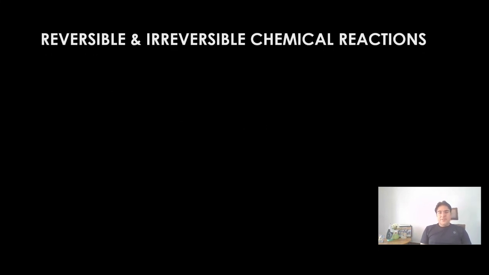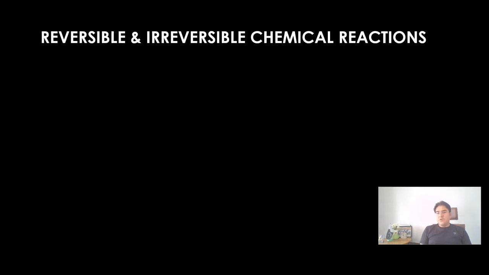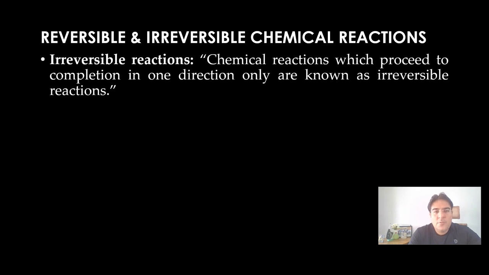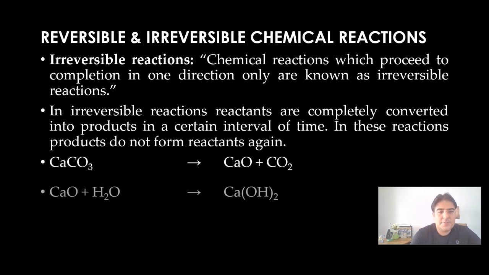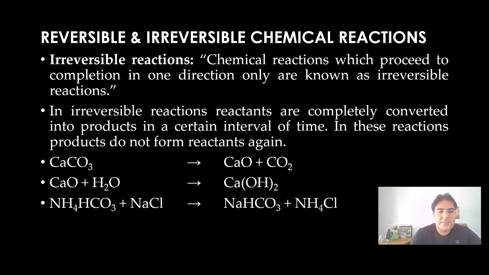As mentioned, this chapter is about reversible and irreversible reactions, technically reversible reactions only. We know irreversible reactions proceed to completion and never reverse. This is an irreversible reaction: calcium carbonate can break into calcium oxide and carbon dioxide. Reverse is impossible. These reactions are examples of irreversible reactions.